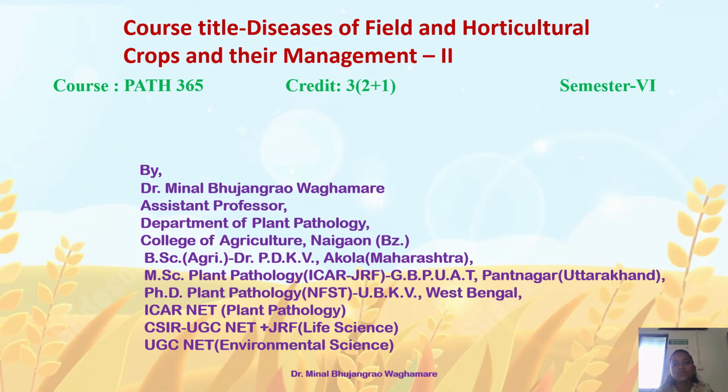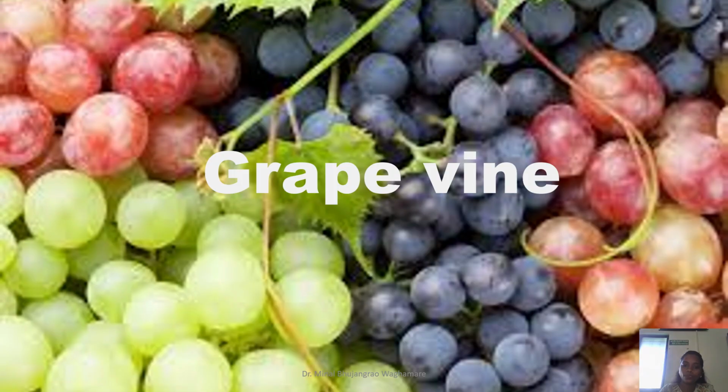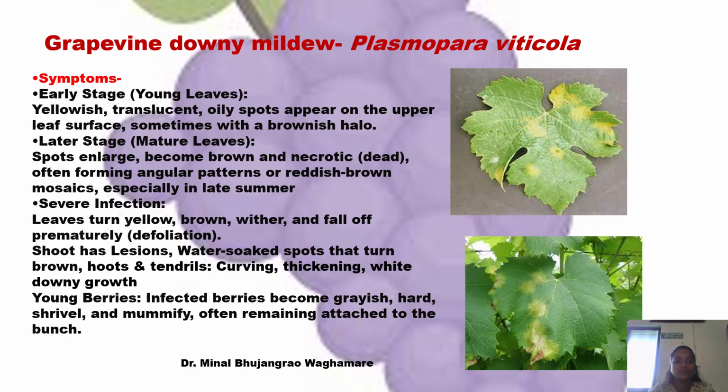In the series of diseases of field and horticulture crops and their management, today we are going to see our next horticulture crop, that is grapevine. Coming to the first disease of grape, that is downy mildew of grapevine, causal organism is Plasmopara viticola.